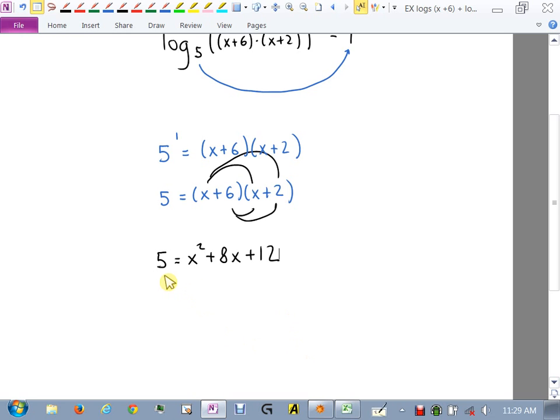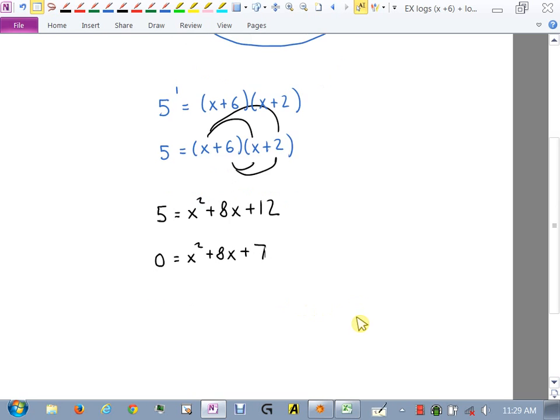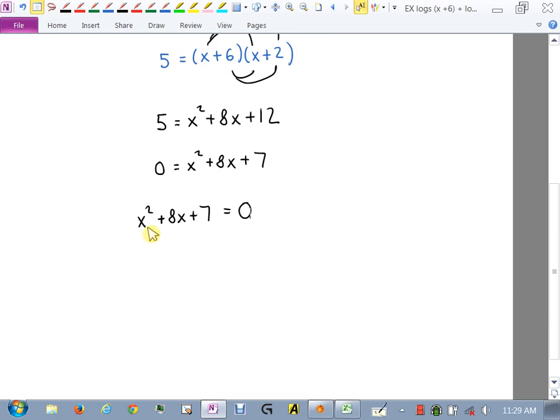Now subtract 5 on both sides. Right? And now this is a quadratic that I can try and factor. I actually don't like writing them that way. I like to always have the 0 on the other side, so this is the same problem, isn't it? And now see if you can factor this. 7 and 1 plus 7 plus 1. Hey, what if you couldn't factor it easily? Quadratic formula.